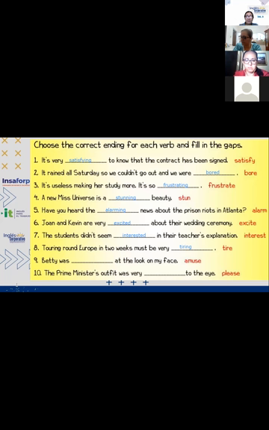All right, Betty was amused. At the look on my face, she was amused. She was really surprised, right? Okay. Do we have any other? That would be, yes, hold on. I have like so many menus on my screen. That would be the number 10. The prime minister's outfit was very pleasing. Yes, pleasing.